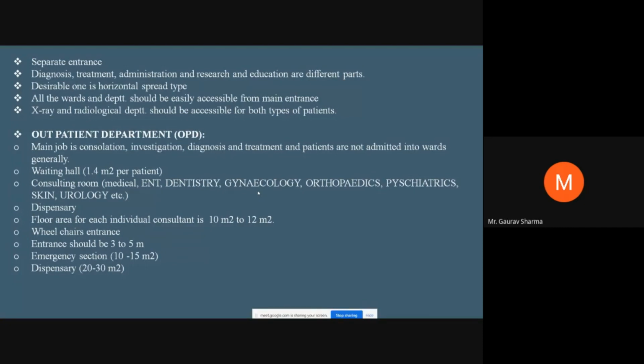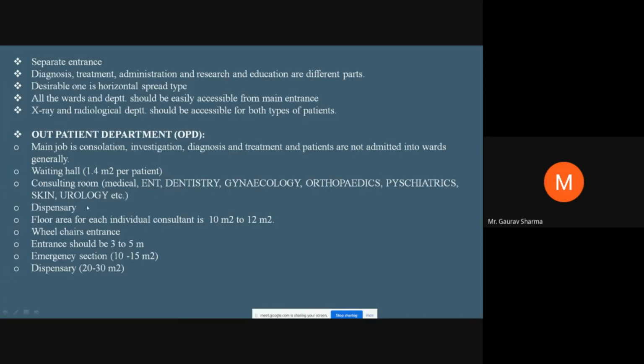Again, there are different consulting rooms within the OPD, and these are the rooms for the medical services. These are the medical facilities of the department itself, and they are ENT, that is ear, nose, and throat, and dentistry, gynecology, orthopedics, psychiatrics, skin, urology, etc. So different OPDs are there, and with reference to the different types of disease the patient may have, they will be served by consulting them in these individual facilities within the department.